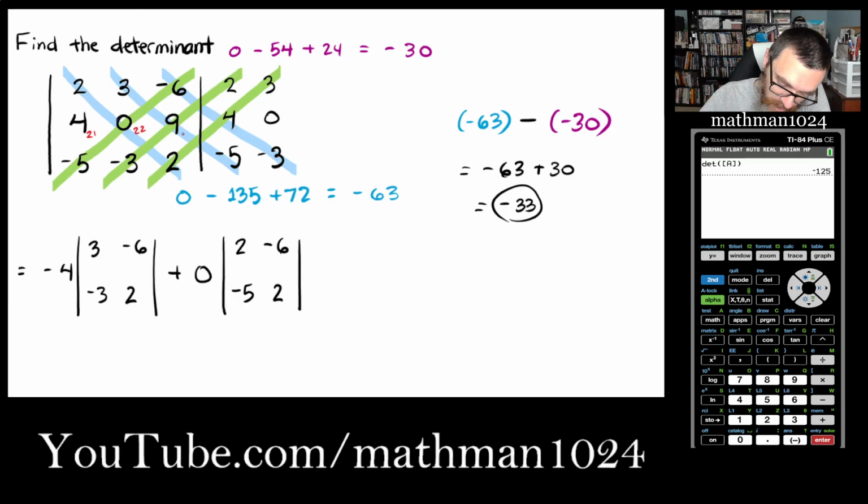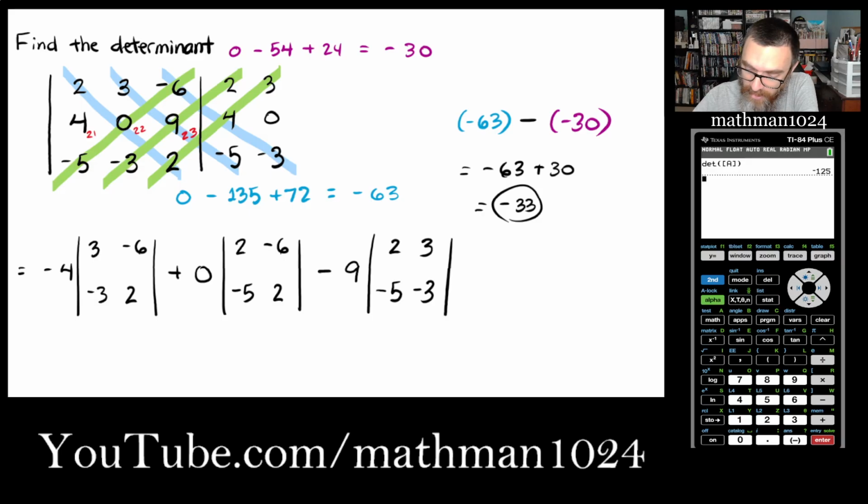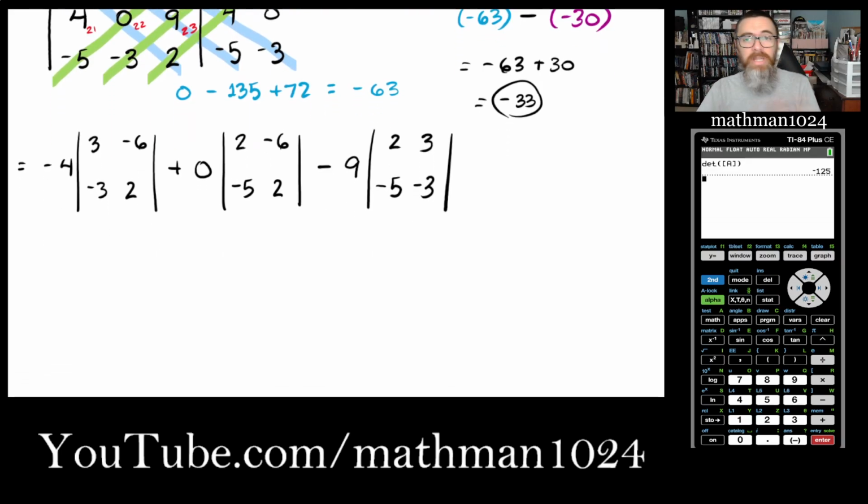And then for this last one, entry of 2 and 3, second row, third column. 2 plus 3 is 5. Negative 1 to the fifth would be a negative, so it's going to be minus 9 times the determinant from destroying this row and that column. So that's 2, 3, negative 5, negative 3. And then we would just work this out. We should still get negative 33, but let's just confirm.